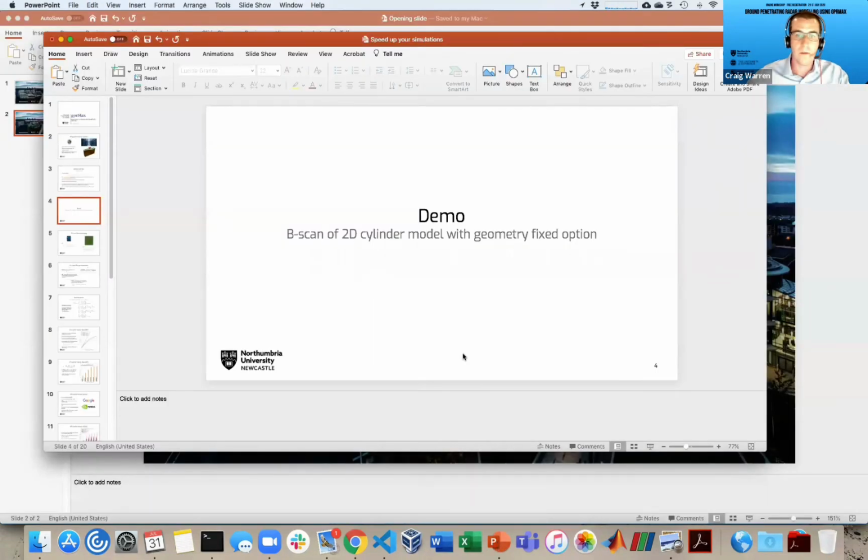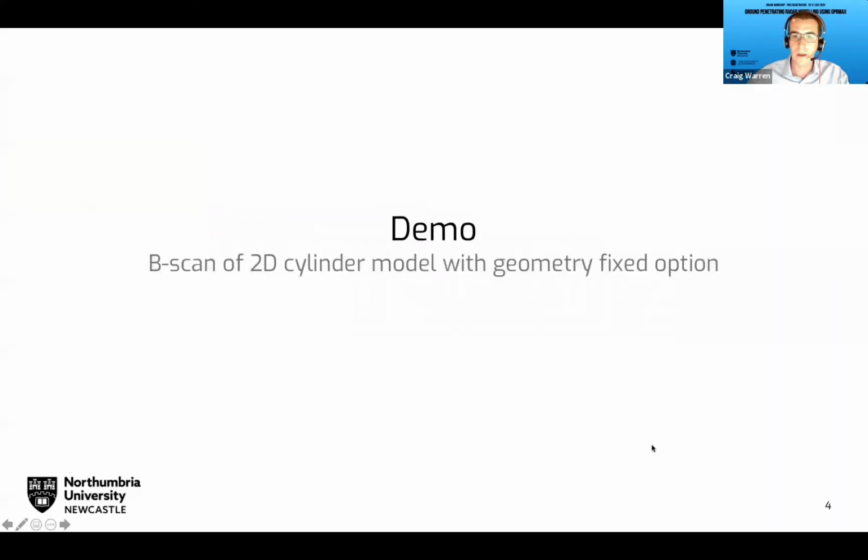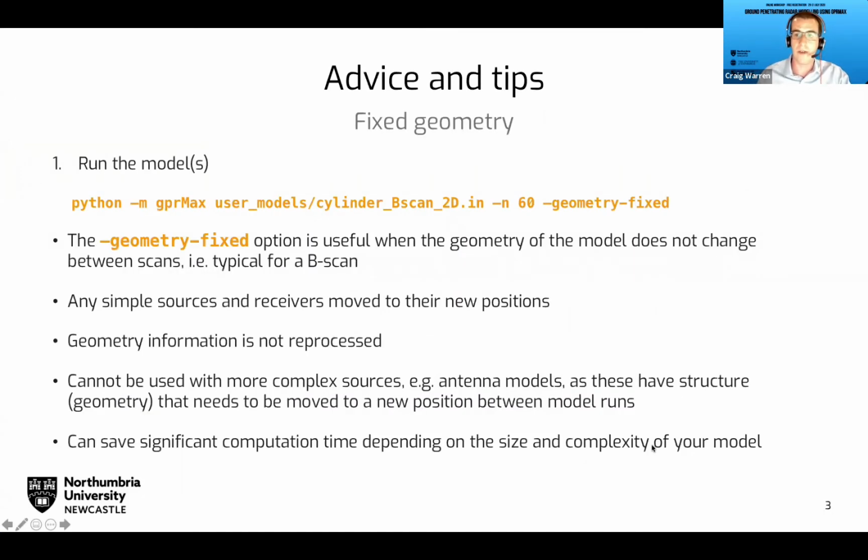Now, just before I move on, the other thing that you can do, obviously, as I said, the geometry fixed really only is applicable if you're using a theoretical source. So, you know, what happens if you're using an antenna model? Well, you can't use the geometry fixed command in that case, because if you think about it, between each of your model runs, you're having to move the geometry and structure of the antenna. So your entire geometry of the model is not fixed.